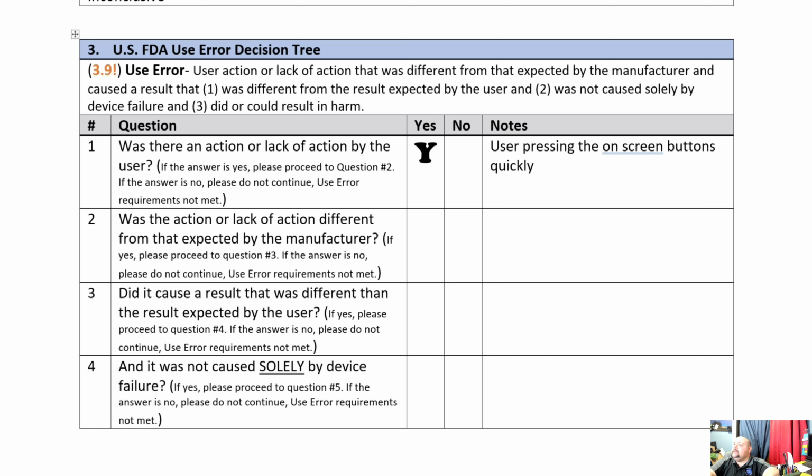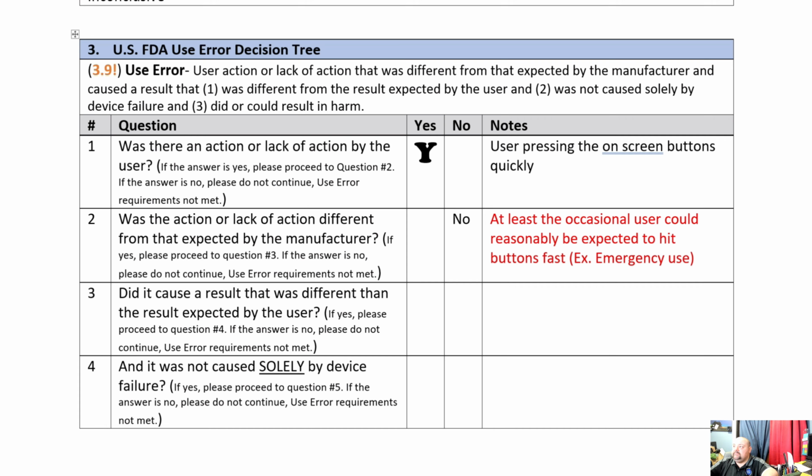So we're going to hit, was the action different? No, these... Gosh, these are crazy sizes, but we're just gonna say no. So at least the occasional user could reasonably be expected to hit buttons fast. Example, emergency use, right? And maybe in the ER.